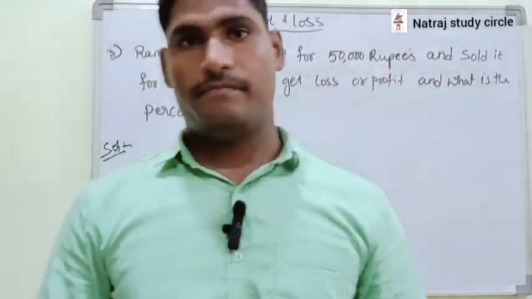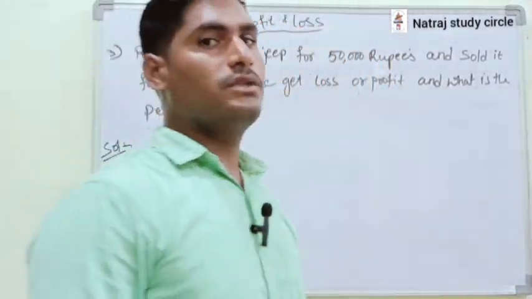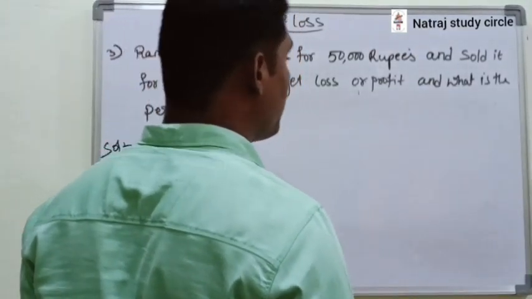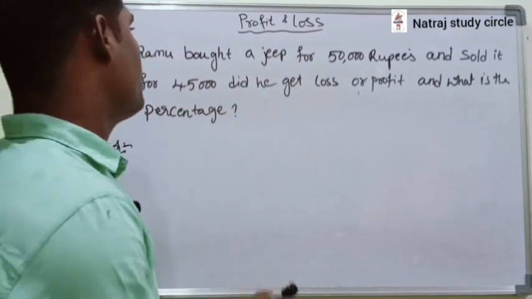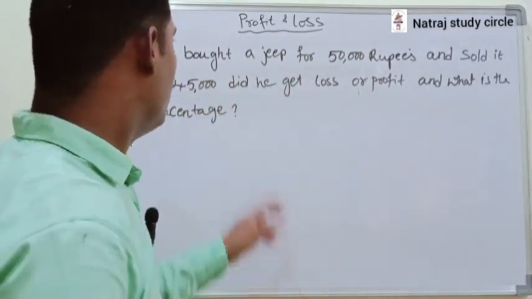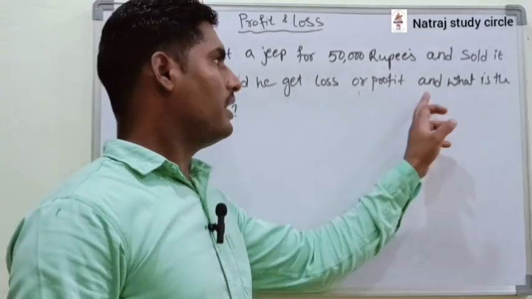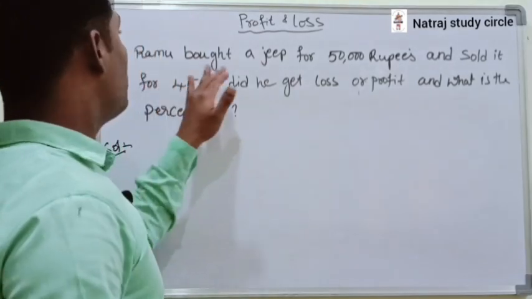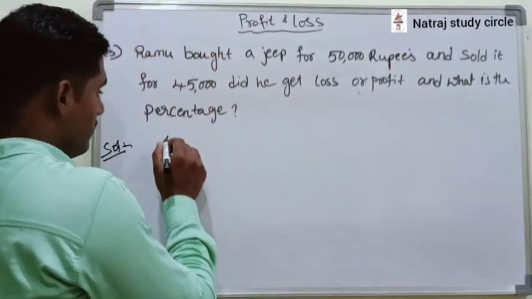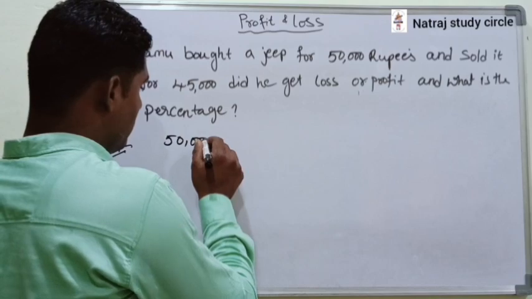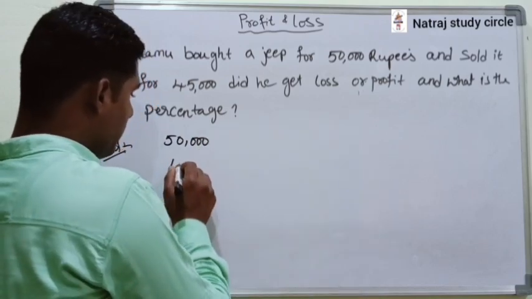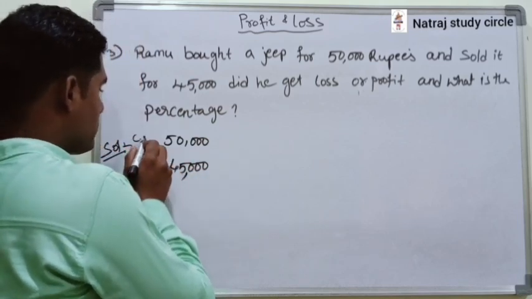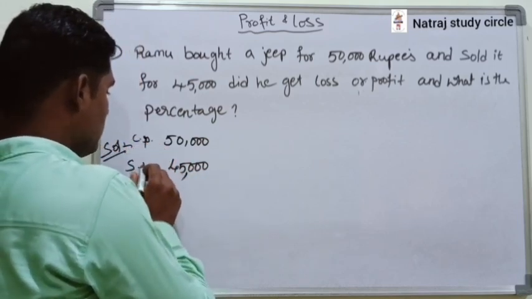Here's the third question. Ramu bought a jeep for 50,000 rupees and sold it for 45,000. Did he get a loss or profit, and what is the percent of loss or profit? Ramu bought a jeep for 50,000, which is the cost price, and sold it for 45,000, which is the selling price.